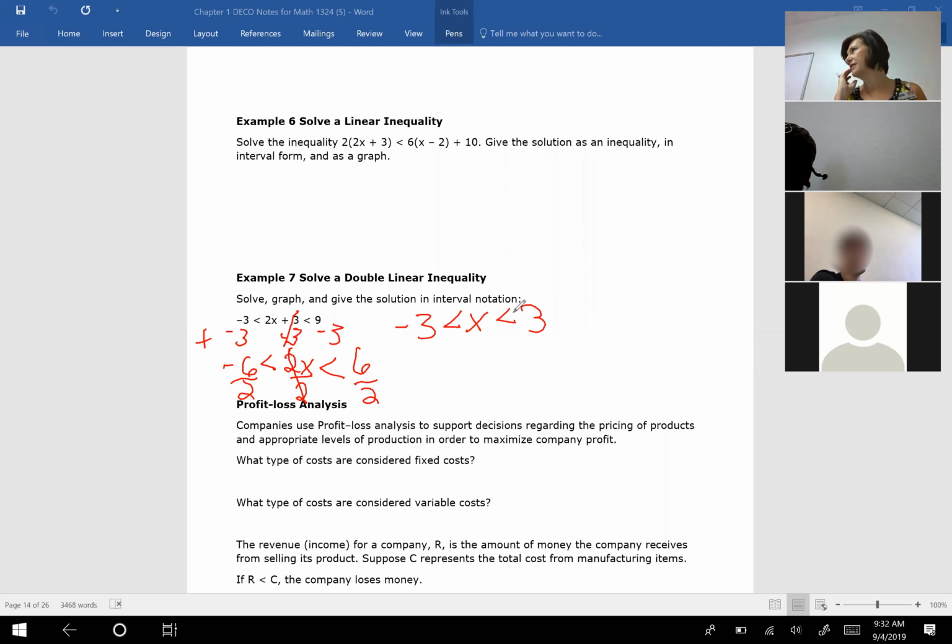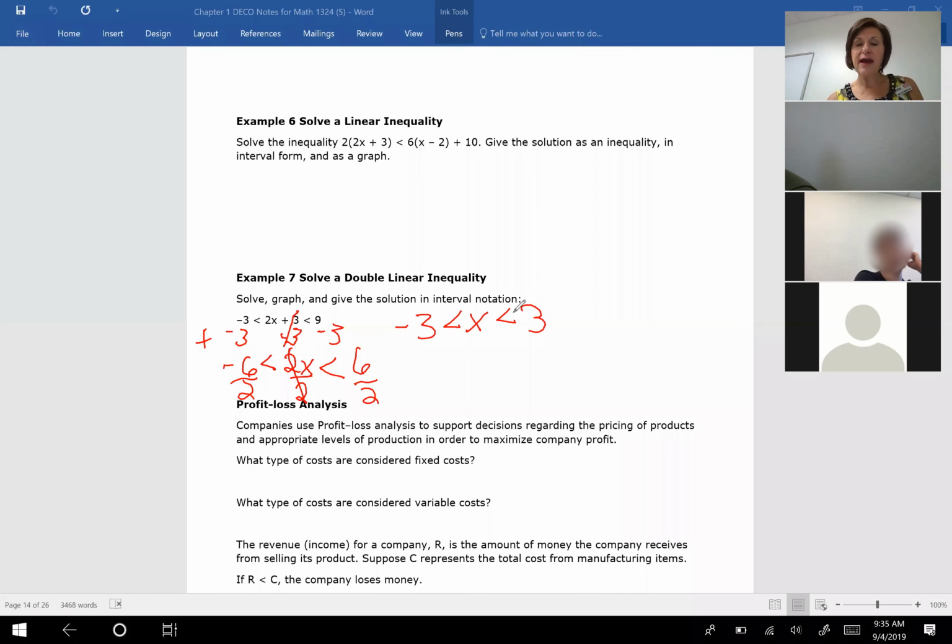Does that make sense? Okay, so can you graph that now? And could you write it in interval notation? I'll give you a second to do that, and then we'll compare and see if we've all gotten it right. Okay, so we're having a little bit of trouble here. Let me just kind of help you guys out.